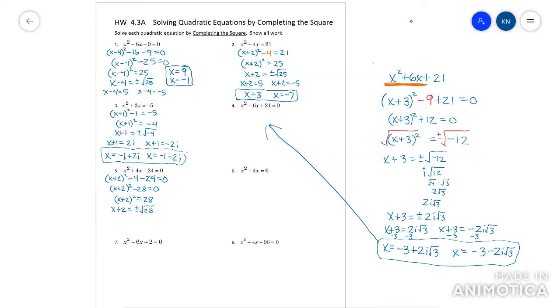Root 28 is root 4 times root 7, so this becomes 2 root 7. So I go x plus 2 equals 2 root 7, and x plus 2 equals negative 2 root 7. And then just subtract 2. Again, do not combine unlike terms. So my answers here would be negative 2 plus 2 root 7 and negative 2 minus 2 root 7, like that.